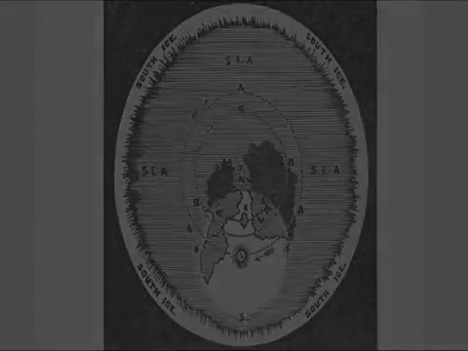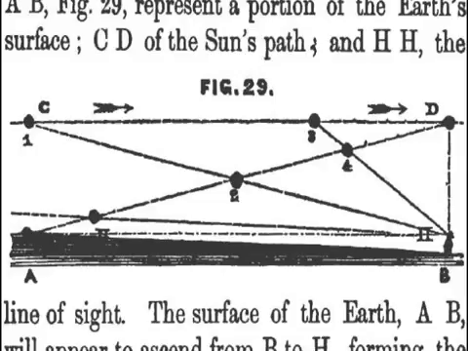Let the line AB in figure 29, section 7, figure 1, represent a portion of the Earth's surface, CD the sun's path, and HH the line of sight. The surface of the Earth, AB, will appear to ascend from B to H, forming the horizon. When the sun is traversing the line CD in the direction of the arrows, he will appear to emerge from the horizon, H, and to gradually ascend the line HD. When in position 1, he will appear to be at the point 2, and when at 3, the apparent position will be at 4. But when he arrives upon the meridian, D, his apparent and actual or noonday position will be the same.